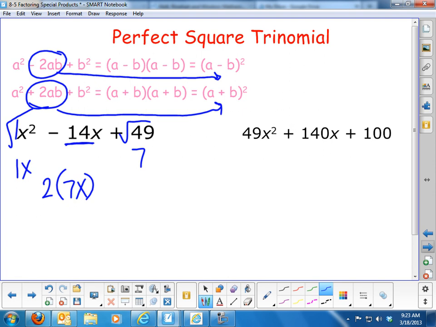So this matches up with this first form right here, where I have a minus as my middle term. So I'm going to write a minus b, and that quantity is going to be squared. Well, what's my a? My a is simply the x right here. See how it's in the same position as this a right here? So my answer is going to be x and then minus. Well, how do I get my b? My b right here is what this number is. 49 is 7 squared. So the b is the 7.